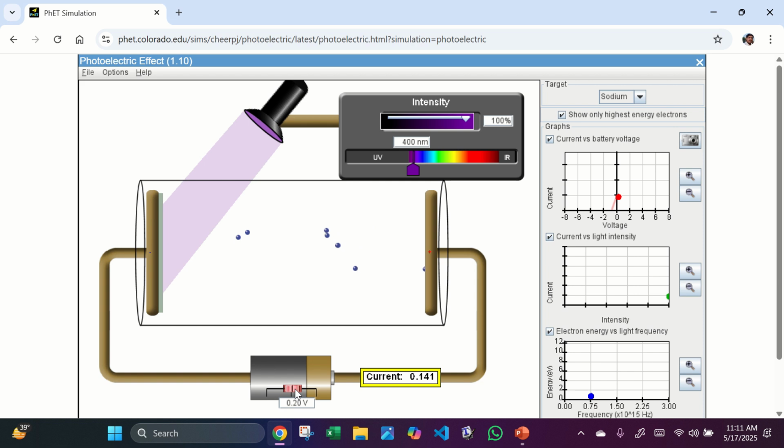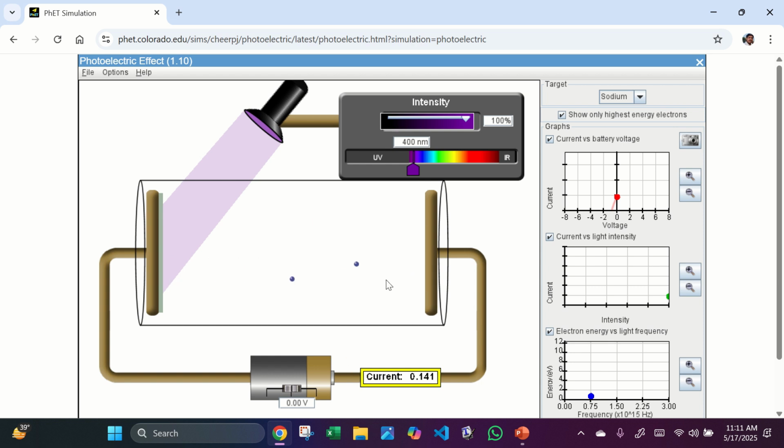Let's observe again. Let's make it start from 0 volt. Here the intensity is now 100%, for a given energy of the photon, or you say frequency. Of course this time you can see the current is more, 0.141. So by keeping the frequency constant, we have just increased the intensity. When the intensity is increased, the saturation current value is increased.